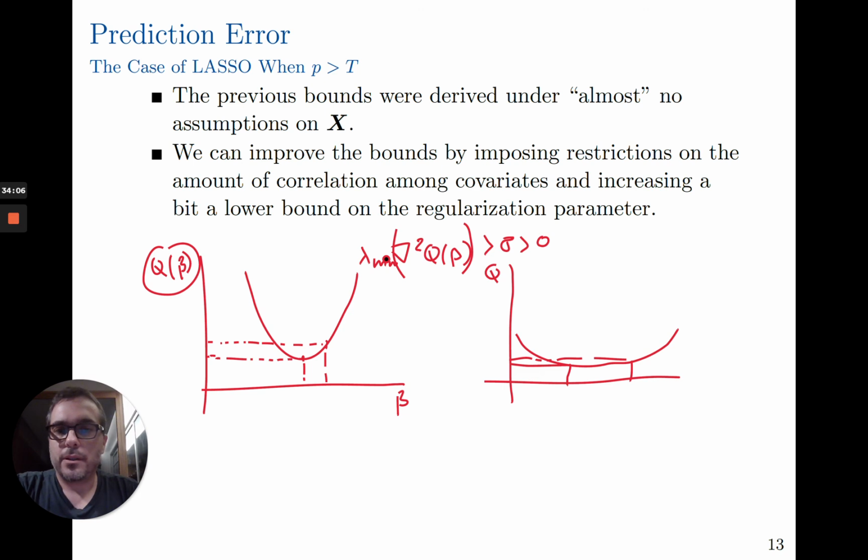However, this won't be achievable for large dimensions. Why? Because by construction, the Hessian of our cost function, in our case, will be related to X prime X over T. But in large dimension, X prime X over T is singular. So the minimum eigenvalue of this matrix is zero. So it's not strongly convex.